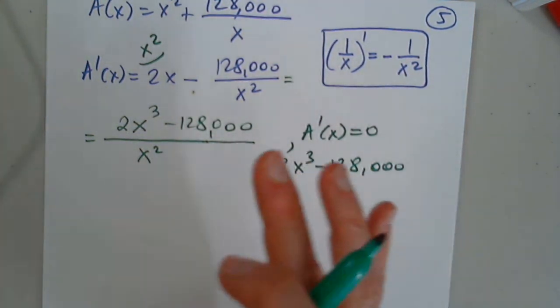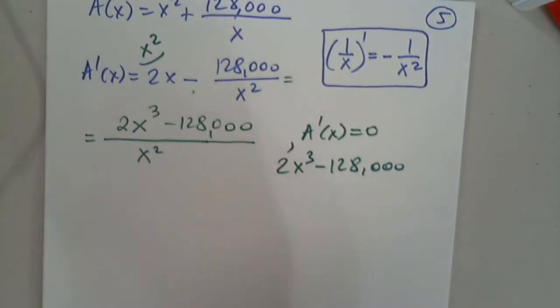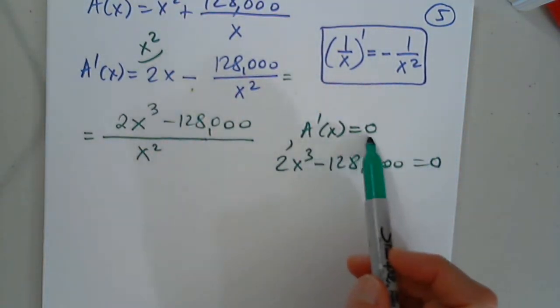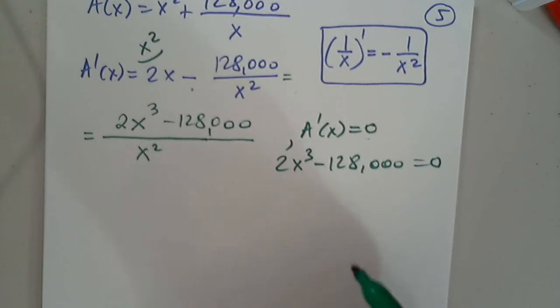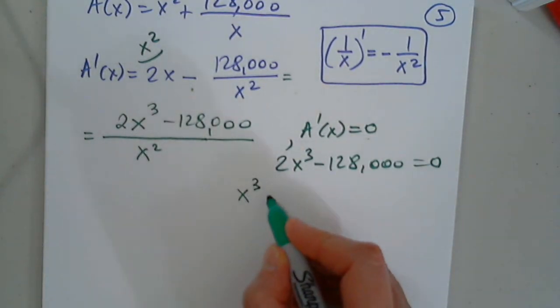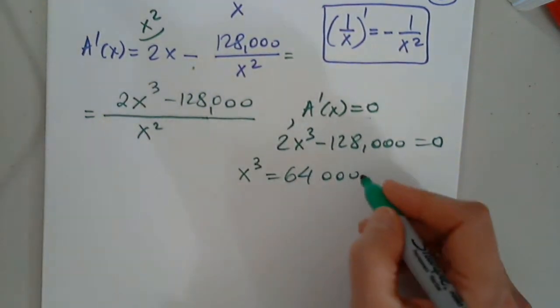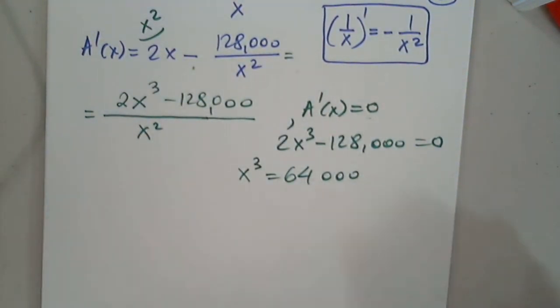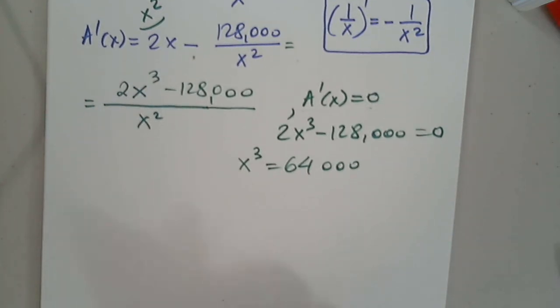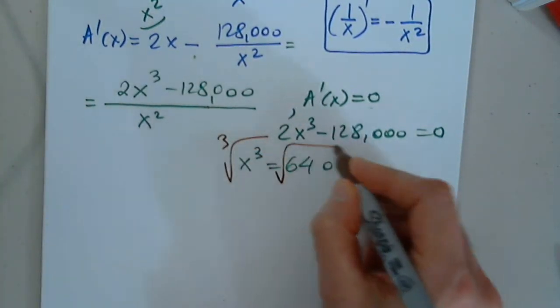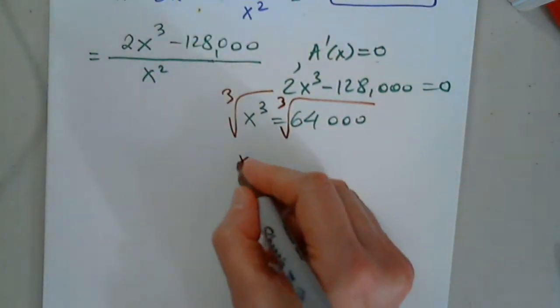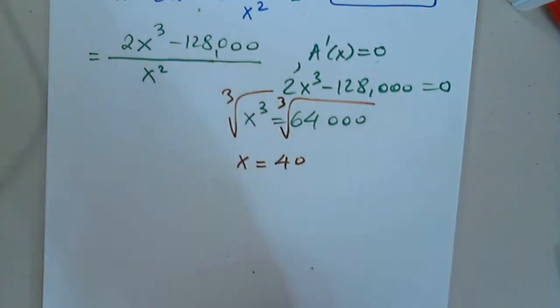Yes, but when a fraction is 0, only the numerator can be 0. But yes, you're right, I'm lazy, I didn't write the intermediate step, but I wrote this. So now we divide by 2 and move this to the other side and we get 64,000. What now? Any suggestions? Anyone, please? Thank you very much. So then we have x equals, is it 40?